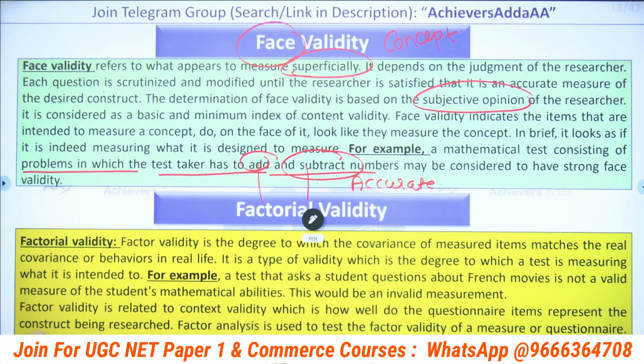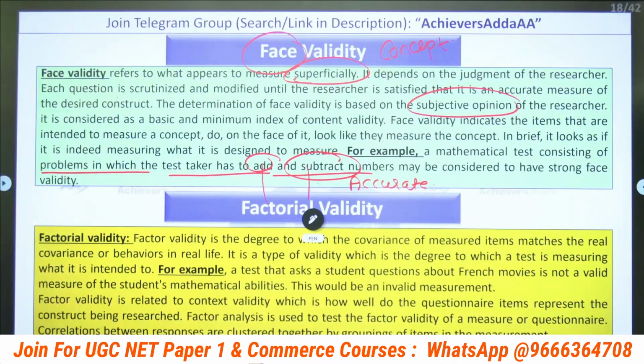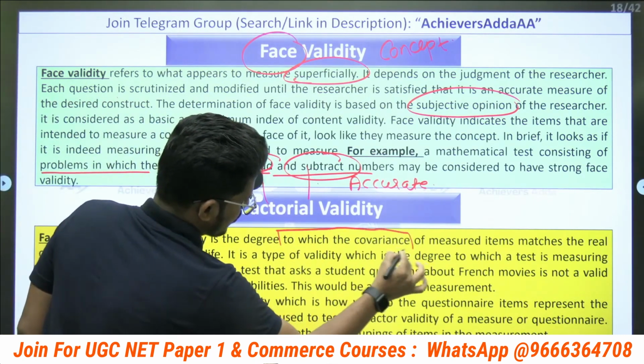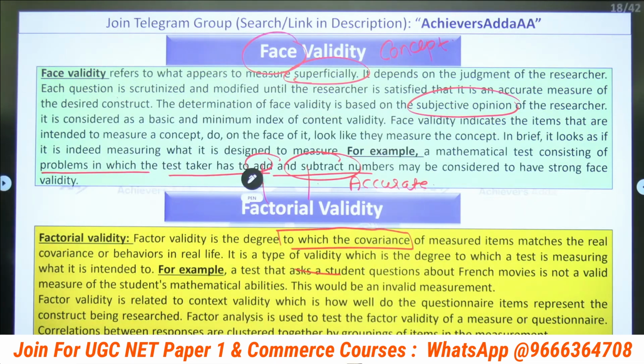Right? Next, factorial validity, which is the final type of validity. Factorial validity, which is the final type. This is the degree to which the covariance of measured items matches the real covariance or behaviors in real life.